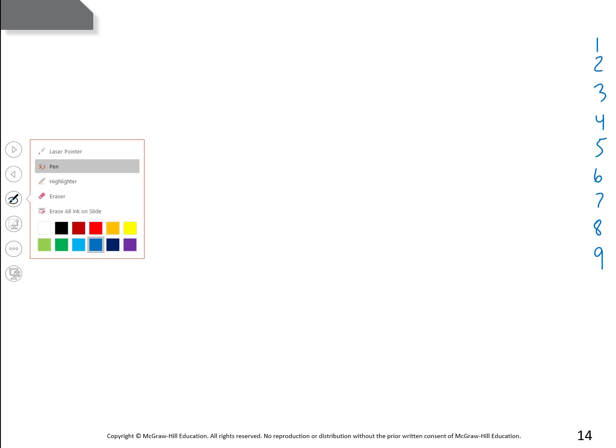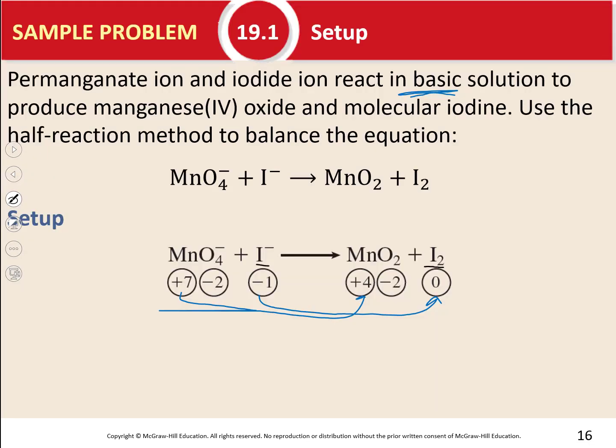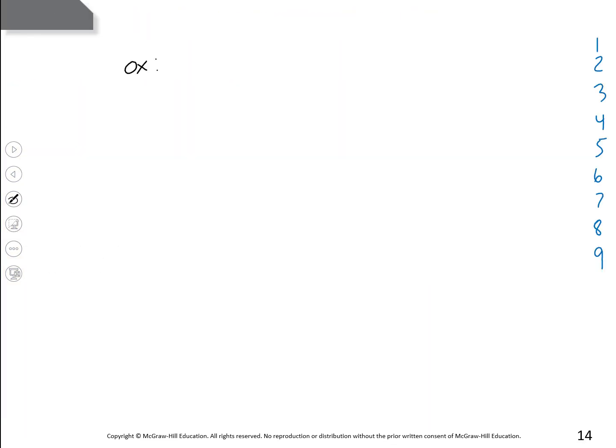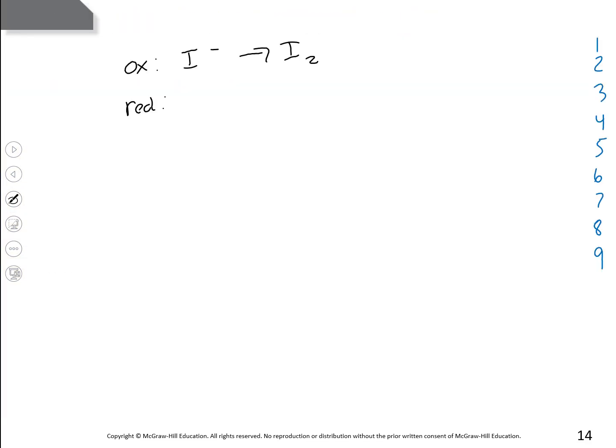So step 1 was to write those 2 half reactions. The oxidation half reaction is going to be the I minus going to I2. And then the reduction is going to be that permanganate ion, the MnO4 minus going to MnO2. We don't really worry about states of matter with this. We've got enough going on as it is. So that was technically step 1, the 2 half reactions, so I'm going to cross out the number 1.